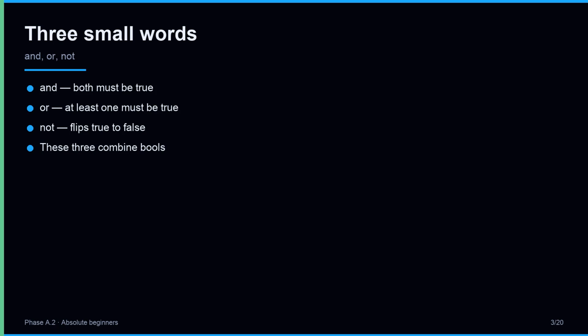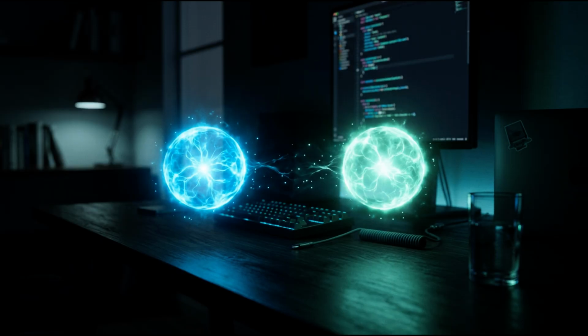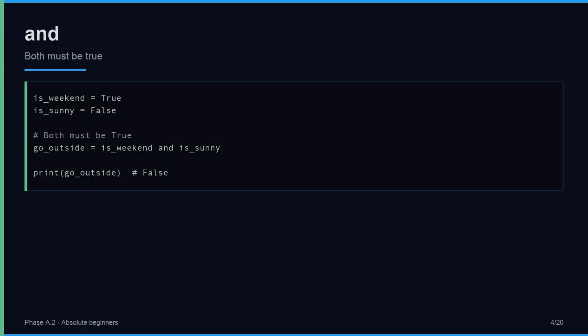And, or, not. Picture a balance with true on one side and false on the other. Most real decisions are like that. Is the door open or closed? Is the answer yes or no? Code is full of these either or moments, and the words and, or, not are how we reason about them. True or false? Let us start with and.